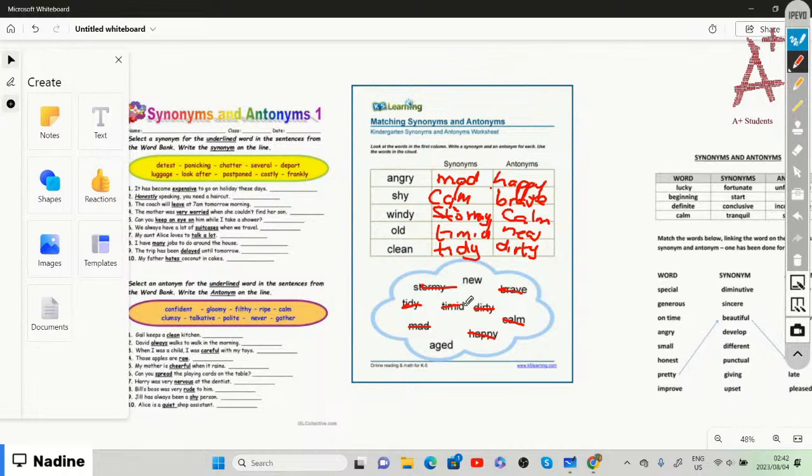All right. Old. We can say it is timid. You can even say timid by old, or you can say aged by old. So yeah, you can even say aged by old. Let me put the aged over here, because they do say it can be for more than one thing.